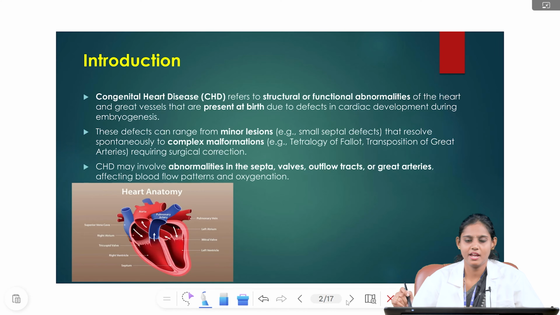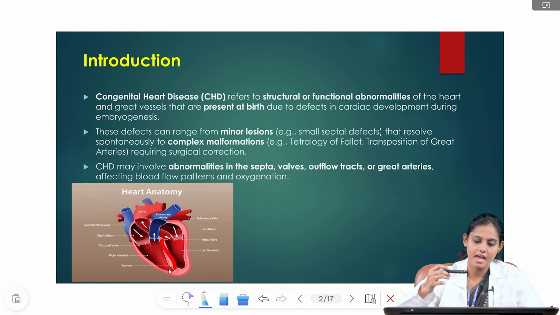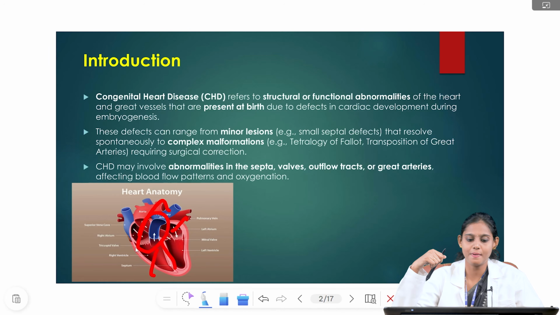These defects can range from minor lesions like some septal defects that can resolve spontaneously to complex malformations like Tetralogy of Fallot, Transposition of great arteries and Ebstein anomaly and so on, which require surgical corrections. Congenital heart diseases may involve abnormalities in the septae, the valves, the outflow tracts or the great arteries, which affect the blood flow patterns and oxygenation.